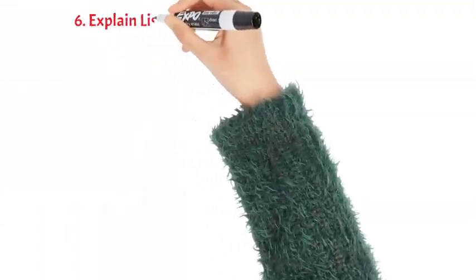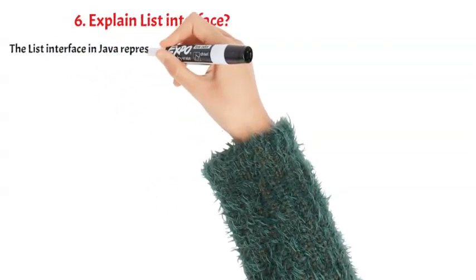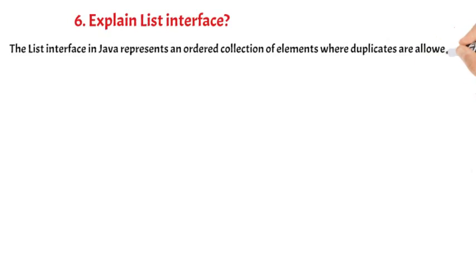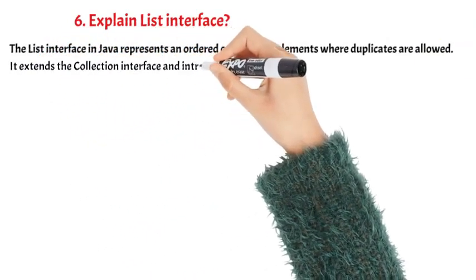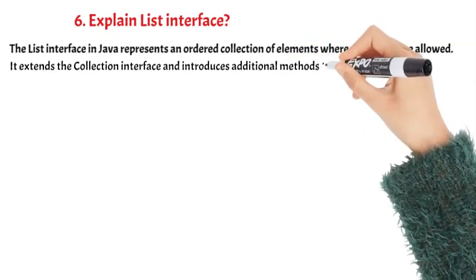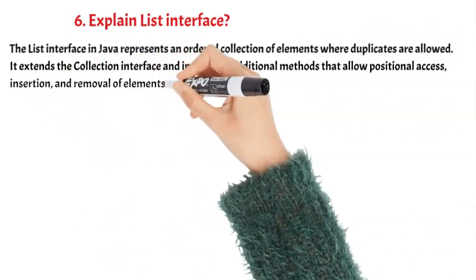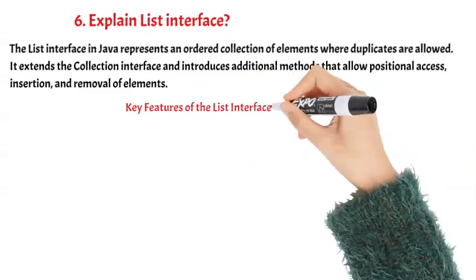6. Explain list interface. The List interface in Java represents an ordered collection of elements where duplicates are allowed. It extends the Collection interface and introduces additional methods that allow positional access, insertion, and removal of elements. Key features of the List interface.